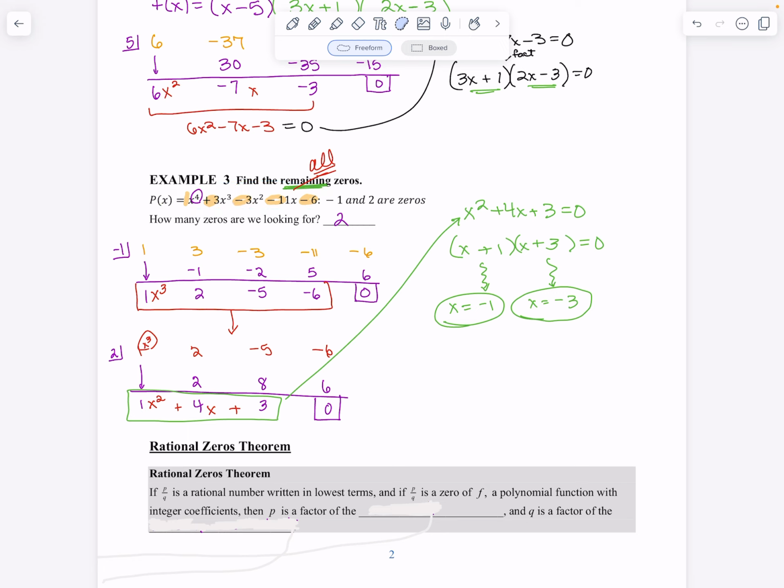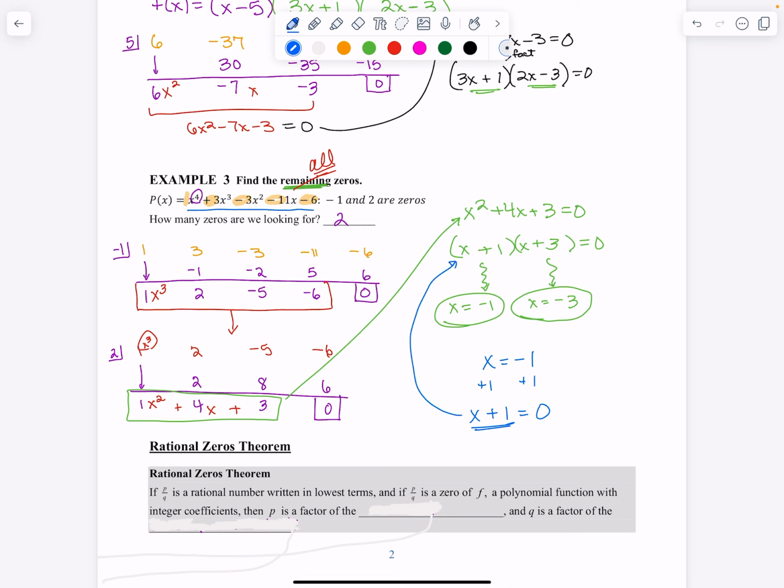You could also take this -1 and solve it to figure out what the factor is. So you would just add 1 to both sides. So x plus 1 would actually be a factor of this equation. So having a 0 as your remainder means a lot of things. So we're going to use that.